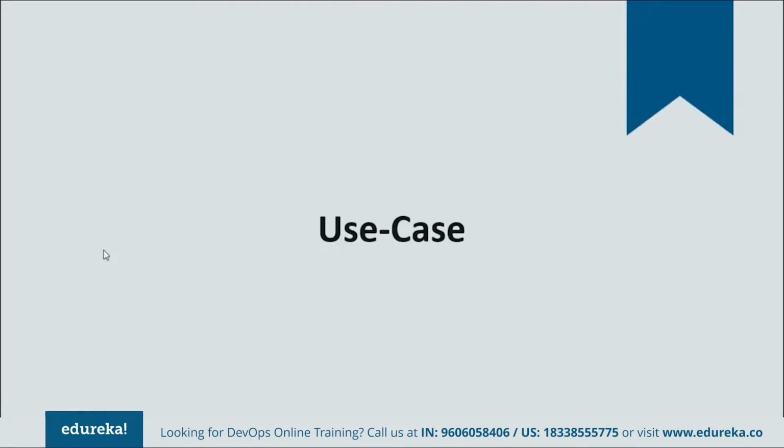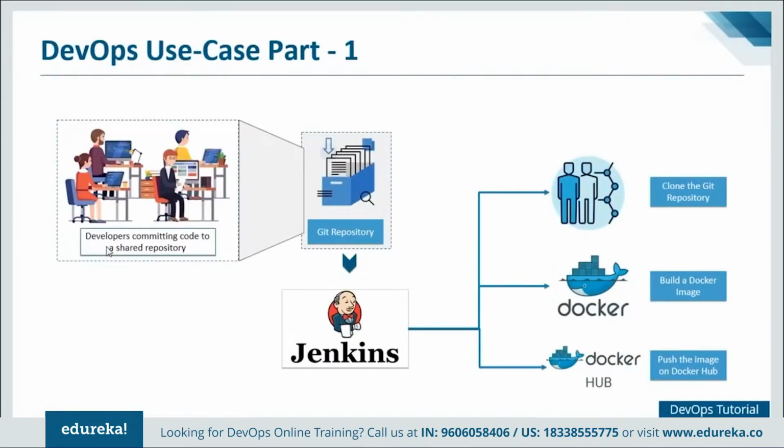Now comes the most awaited topic of today's session, which is our use case. So let's see what we are going to implement in today's use case. This is what we'll be doing. We have a Git repository, right? Developers will be committing code to this Git repository, and from there, Jenkins will pull that code and first clone that repository. After cloning that repository, it will build a Docker image using a Dockerfile. We have that Dockerfile, and we'll use it to build an image. Once that image is built, we are going to test it and then push it onto Docker Hub.